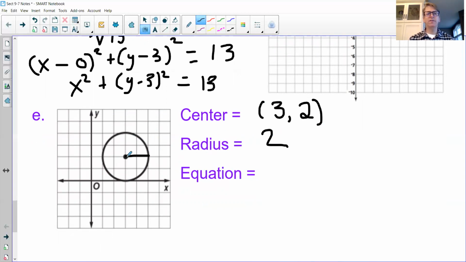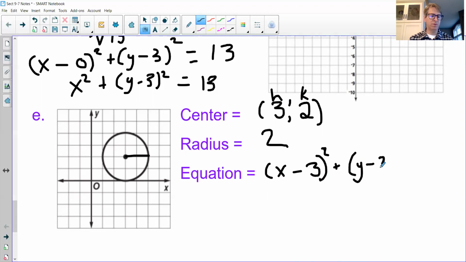So if you have the center of the circle, which is the h, 3, and the k, 2, your equation of your circle will be the following. X minus 3, the h, squared, plus y minus the 2, quantity squared. And that is equal to the radius squared, which is 2 squared, or 4. And that's page 1.